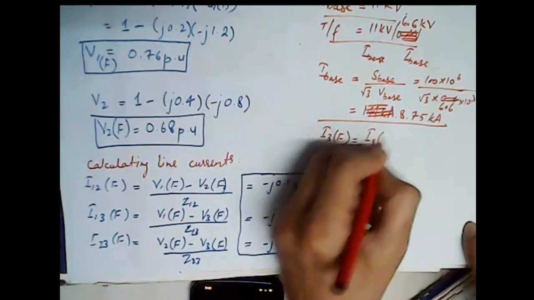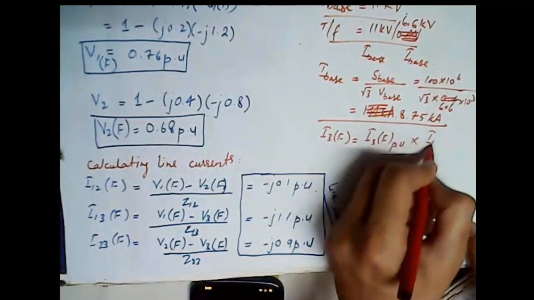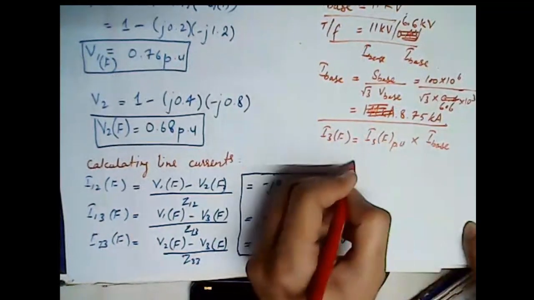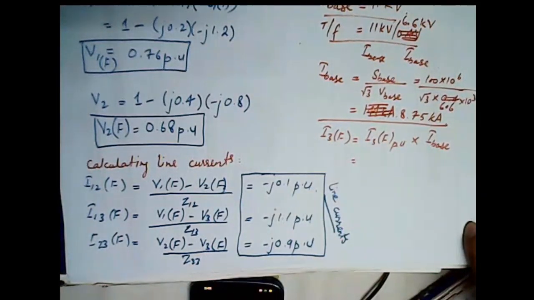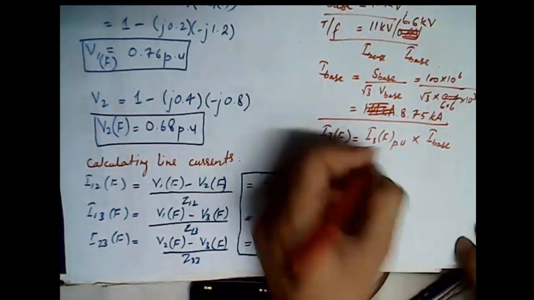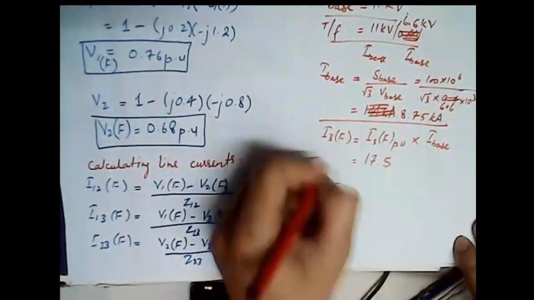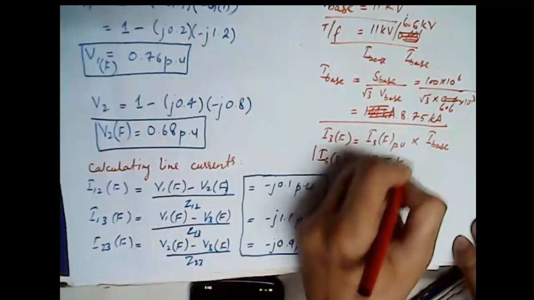And my actual value of I3F would be how much? The I3F in per unit multiplied by I base on the bus 3 side. So this would be 8.75 times, my current was how much? -2, right? The fault current was -2, yeah. So its magnitude would be 17.5. I3F magnitude would be 17.5 kiloamperes.